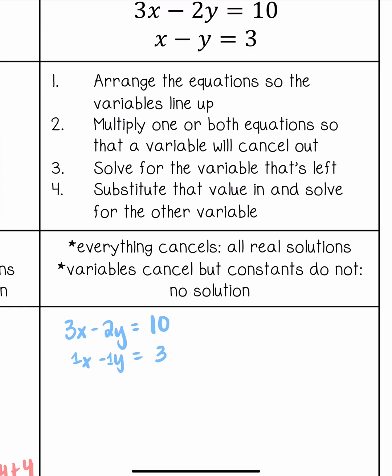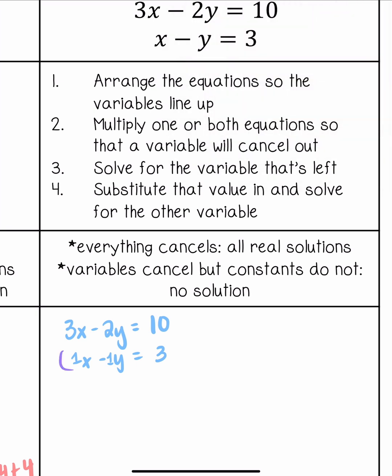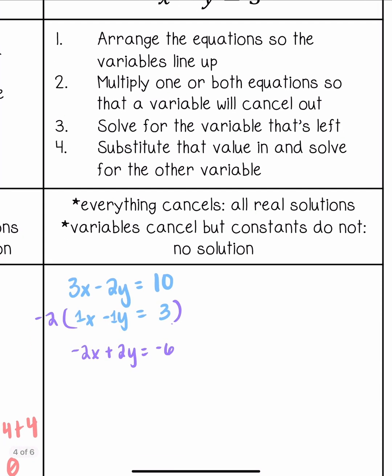So what I will do is multiply the whole equation by negative 2. So even the 3 over here, I need to multiply by negative 2. So then I'll have negative 2x plus 2y is equal to negative 6. And so you can see here, I multiplied the negative 2 times the 1x, times the negative 1y, and I also multiplied it by the 3.